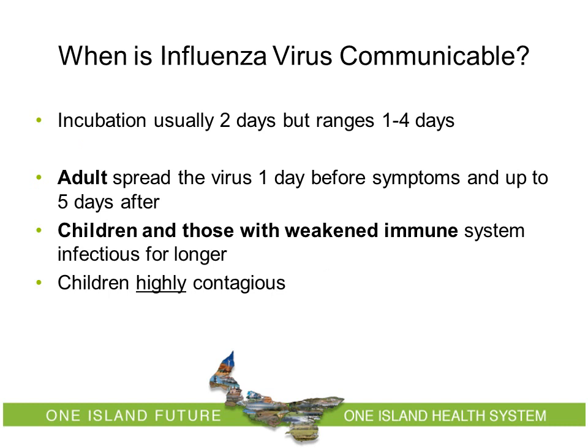The time period from exposure to development of symptoms is about 1 to 4 days, with an average of about 2 days. The period when an infected person is contagious depends on the age and health of the person. Adults can spread the virus 1 day before symptoms and up to 5 days after. Young children and people with weakened immune systems may be contagious for longer than a week.